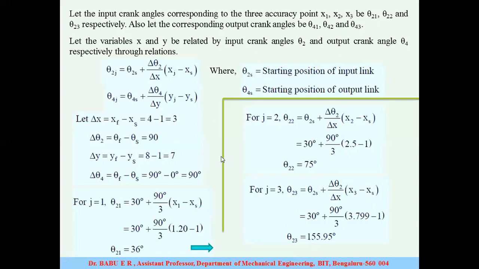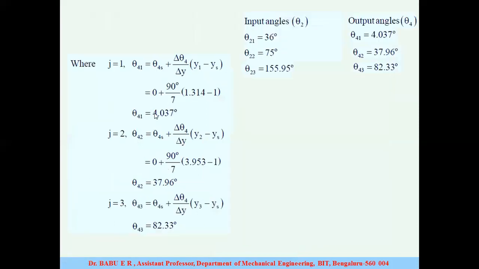Similarly, we have to take one more equation, the equation related to the output crank angles. So let us take this equation and substitute the values. When j equals 1, we'll get theta 41.